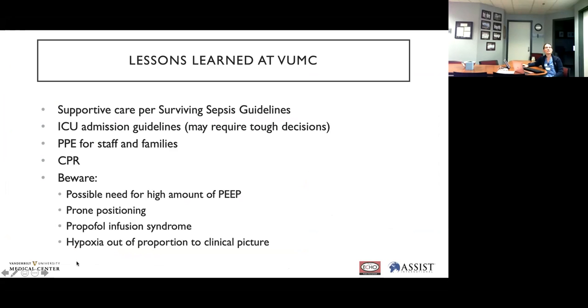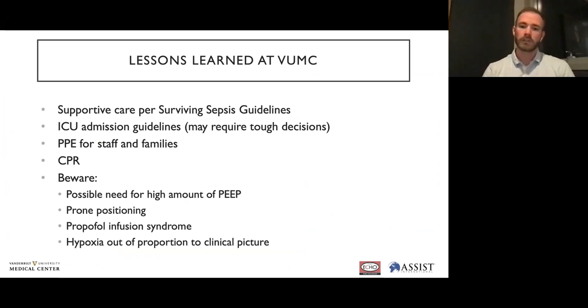At this point, we've covered all of the different systems that may be affected by the coronavirus. And we've done so using publications throughout the world where people have noticed different things with the coronavirus. Next, we're going to specifically talk about what we've seen here at Vanderbilt and what we think may help you in your care. First of all, the Surviving Sepsis Guidelines recommend supportive care.